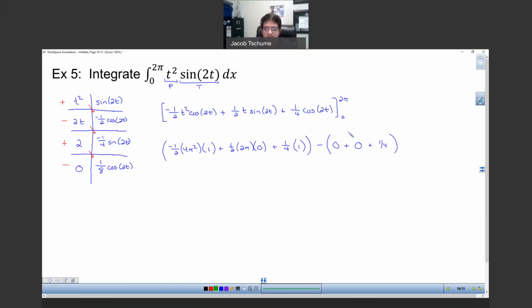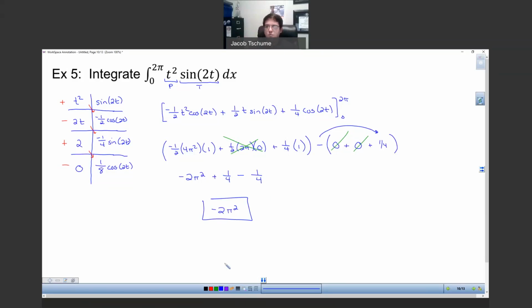So let's see, these zeros are not really here. This second term in the first parentheses is not really there. And if I simplify everything else, negative 1/2 times 4 pi squared is negative 2 pi squared. Then you get a plus 1/4. And when you distribute this negative through, it becomes a minus 1/4, which is nice. They cancel each other and give you negative 2 pi squared. And that is your final answer for this definite integral.